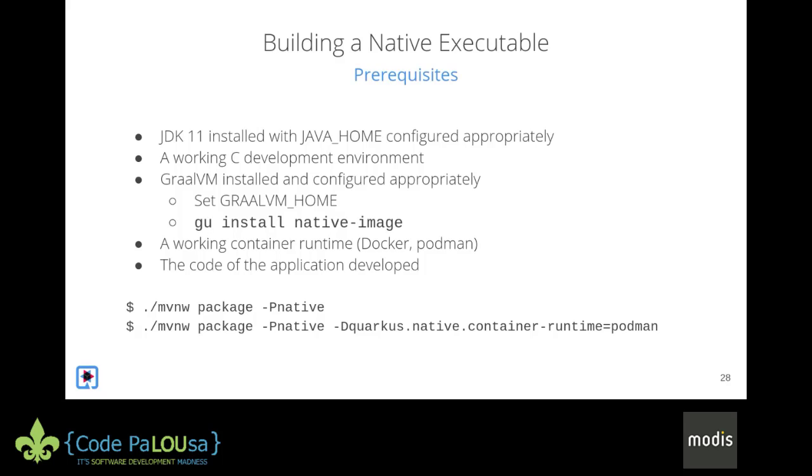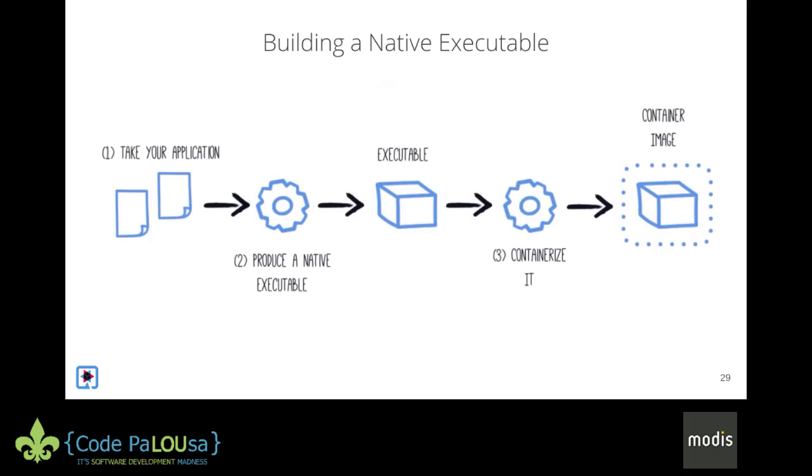You just pass it the minus capital P native. You can also dictate whether it's going to run in Docker, container, or Podman. And you can pass a command line parameter to that, or that can be in the configuration file that I noted a little bit earlier. So that's just an example of the compilation for a native executable. And again, kind of the flow, you take your application, you produce a native executable, you containerize it, and you end up with this container image that you can run in your environment.